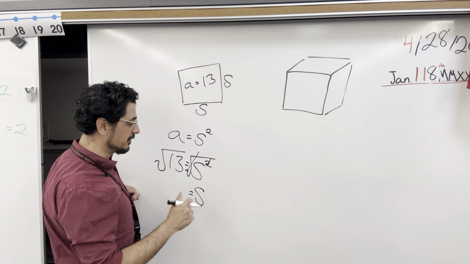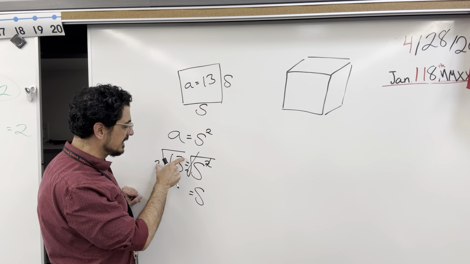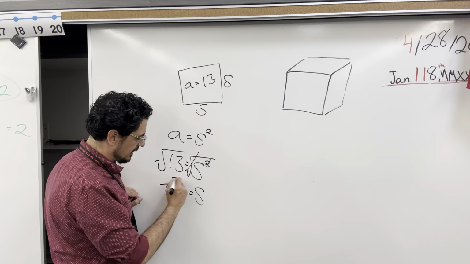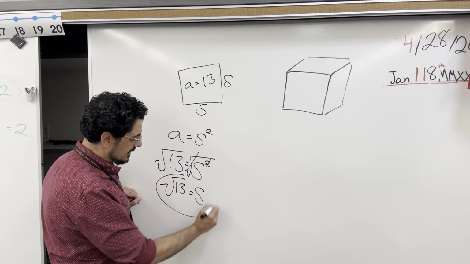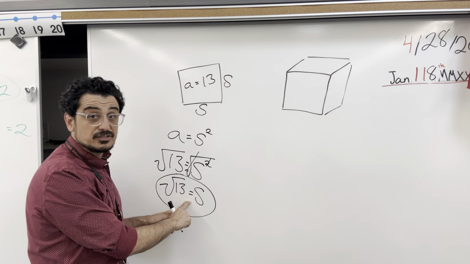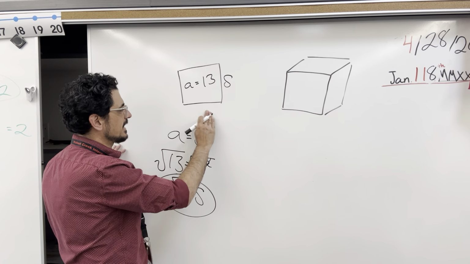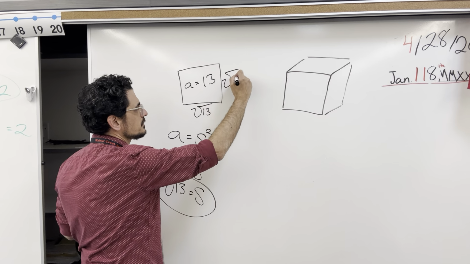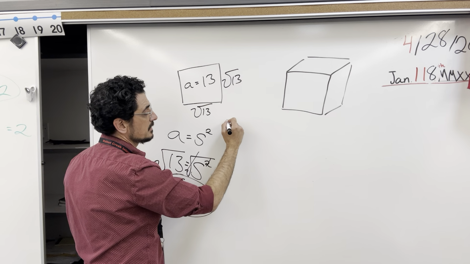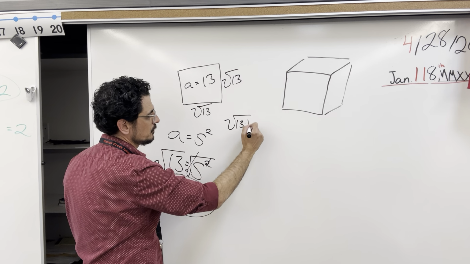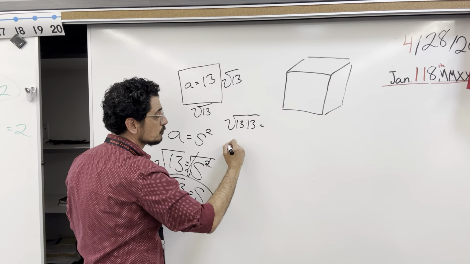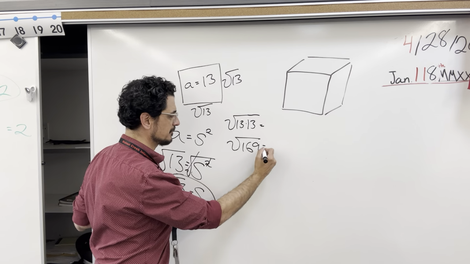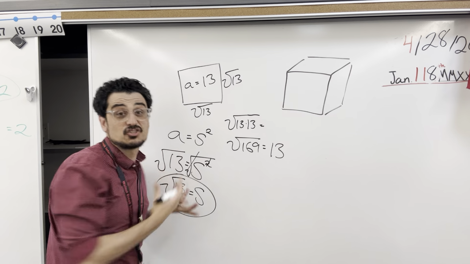I've isolated my variable. And now, because I don't know what the square root of 13 is, I'm going to just say the square root of 13 is equal to S. And if I was going to prove that, I would say the root of 13 times the root of 13 is going to be the root of 169, and the root of 169 is 13. Oh my gosh, just like I said.